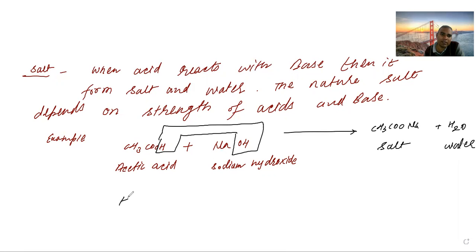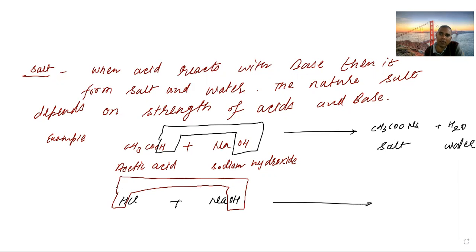Suppose we are having HCl acid, and you are treating with NaOH base. So what is going to happen here? Acid gives H plus ion, so from here it is going to take H, and base gives OH minus ion. So the water molecule is being formed here, and what is left here, you can see, is NaCl. This is the salt.